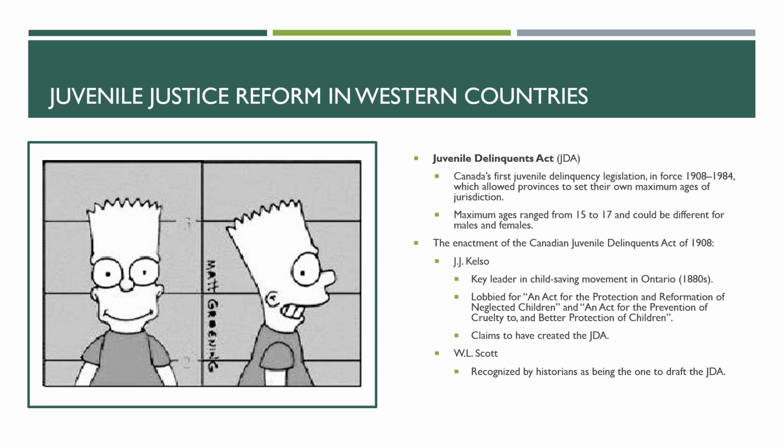So for example, through the early period of Alberta's history, it had set the age for juvenile delinquents for males at 15, for females at 17, for whatever reason.